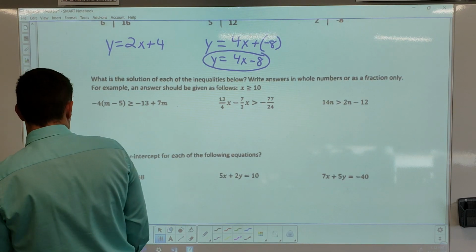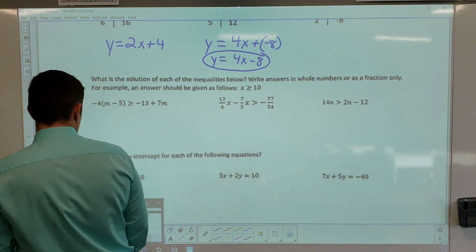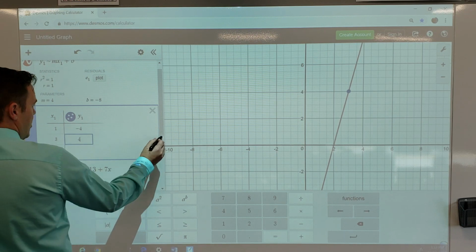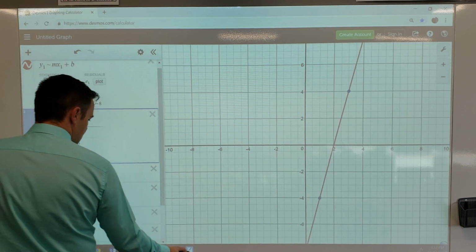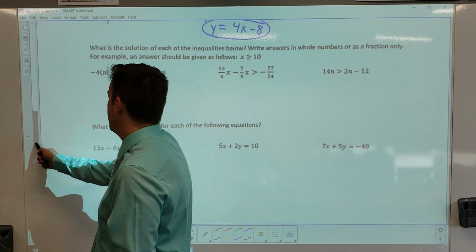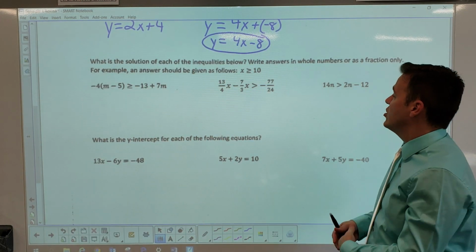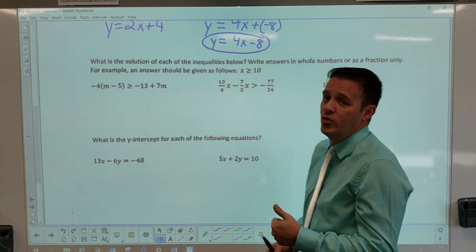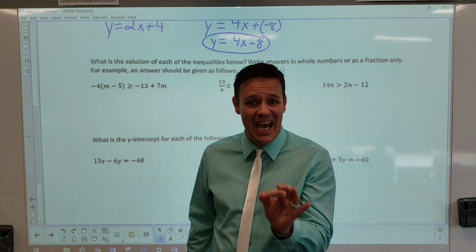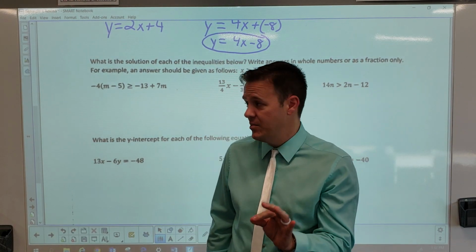These next two, I did on Desmos. Let me check my Desmos work real quick. So I moved on to the next two. What we're going to do is the inequalities here. For the solution of each inequality below, write the answer in whole numbers or as a fraction only, because you will see a fraction on the test, not a decimal.